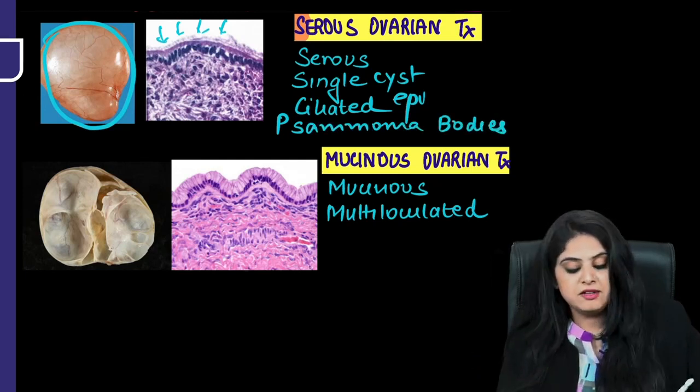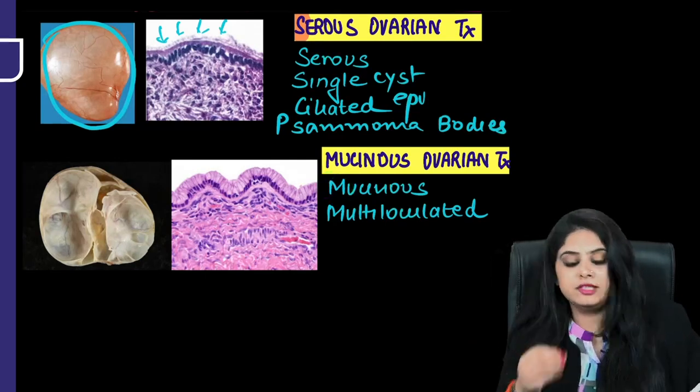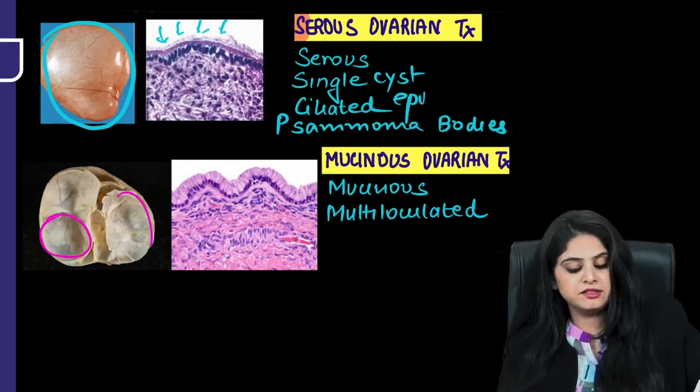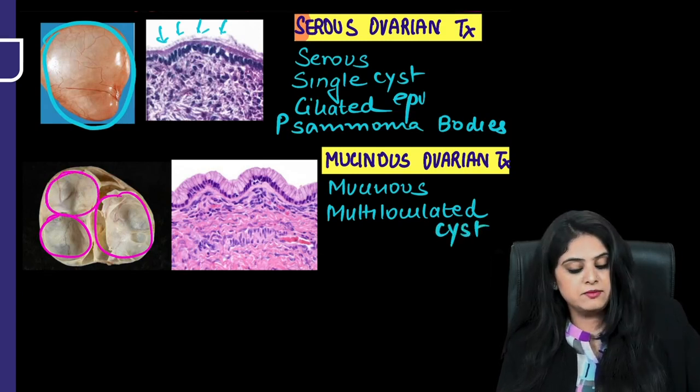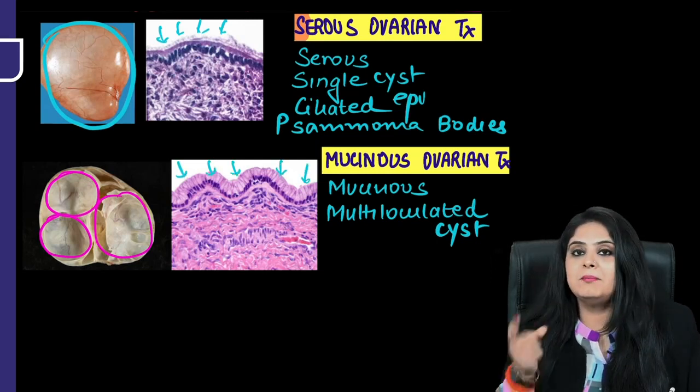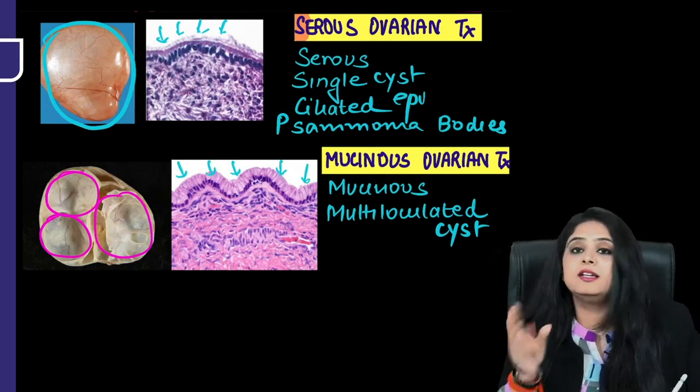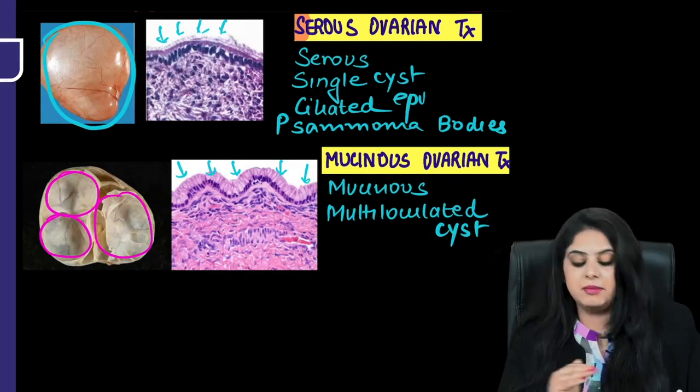What is MMM? Firstly, mucinous, you will see all mucin inside it and you can see multiple cysts. It is a multiloculated cyst that you're seeing. And which epithelium will you see? Common sense, mucinous epithelium I will see. So MMM, mucinous fluid, mucinous epithelium, multiloculated, MMM comes together.